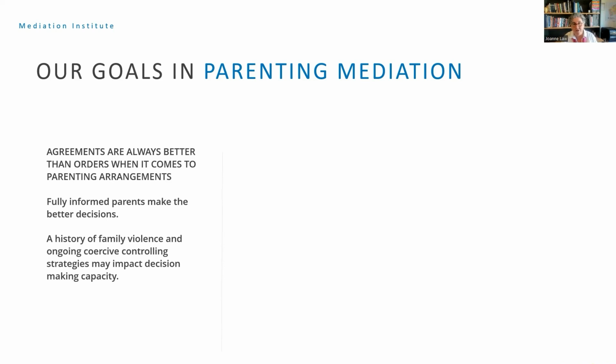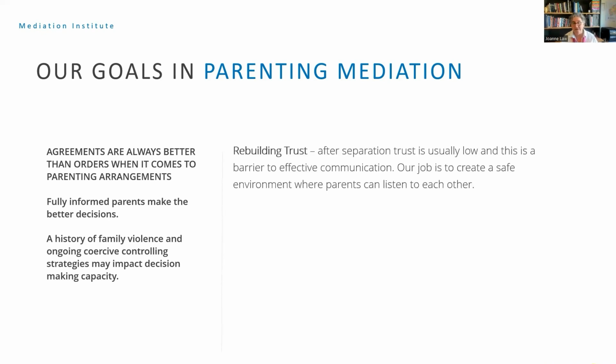But also, the history of family violence and ongoing coercive control strategies can really impact decision-making capacity for parents in our mediations. We've talked in other sessions about risk screening and preparations. We really need to remember that we're still doing ongoing evaluation and assessment throughout the whole process to make sure it's still appropriate. If we think someone's getting pushed along, we check in with them, do a private session or whatever, to make sure that the process is going to result in an agreement that is actually appropriate for the children involved.